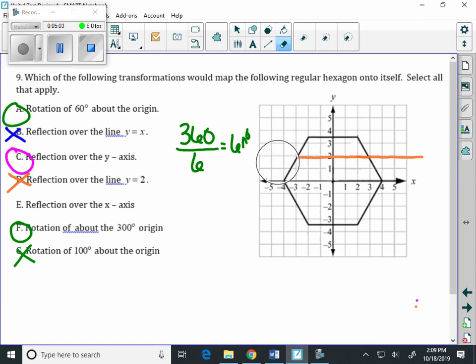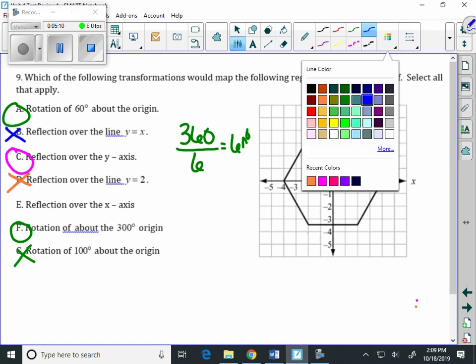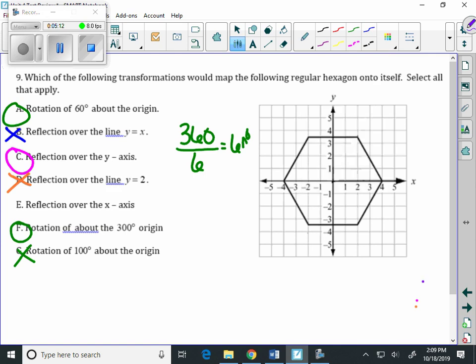And again, let's erase and see if reflection over the x-axis will work. And the x-axis is here. And what we can see is if we fold this along the purple line across the x-axis, the top half of the hexagon will land exactly on the bottom half of the hexagon. So letter E is also a choice. Watch out for the select all that apply.